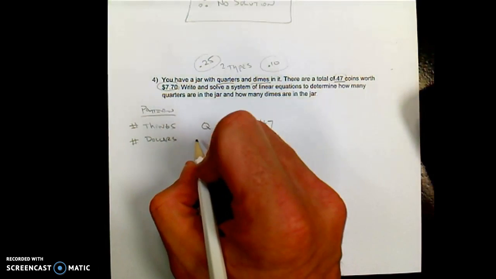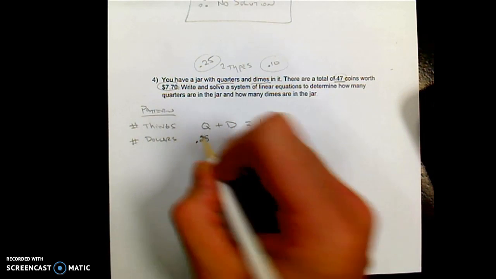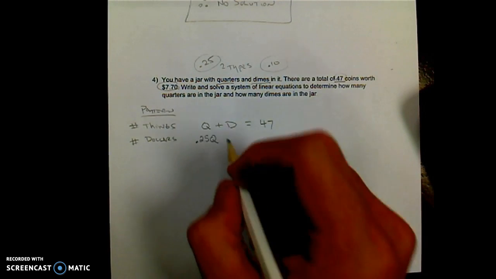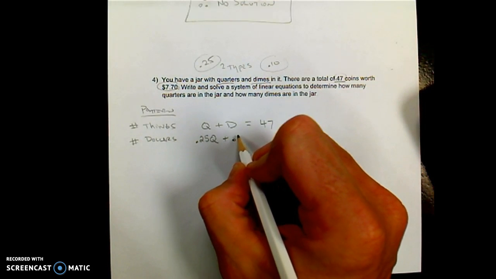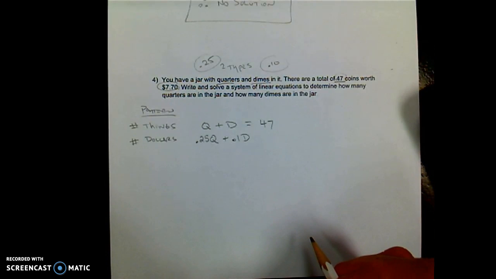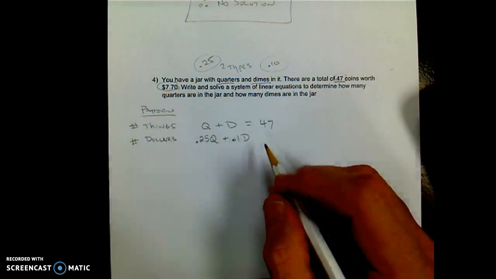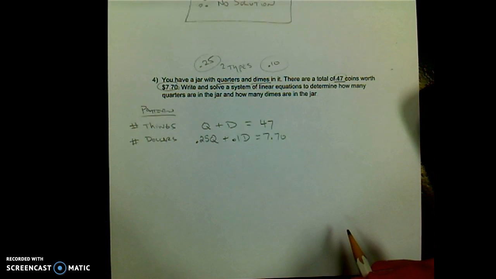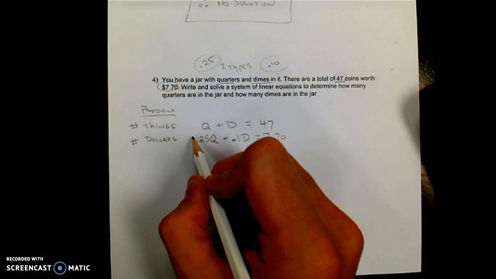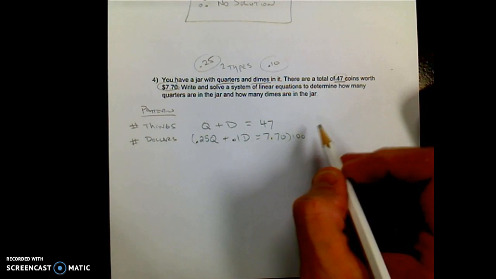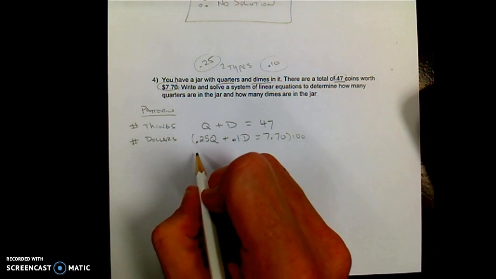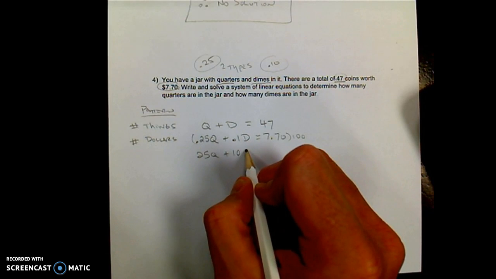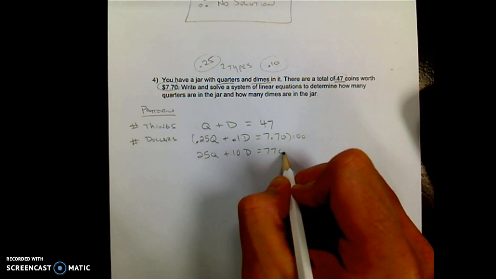My number of dollars. Every quarter is 25 cents. How much money do I have in quarters in this jar? I don't know. However many quarters there are, times 0.25. How much money do I have in dimes? Well, 0.1 times D, however many dimes I have, and that equals 7.70. All right. We know that we can clear out these decimals by multiplying this equation times 100. 25Q plus 10D equals 770.